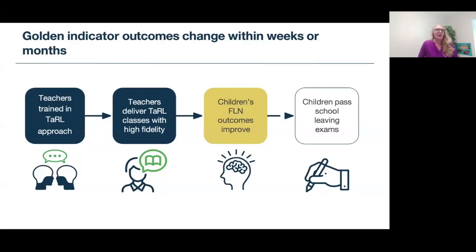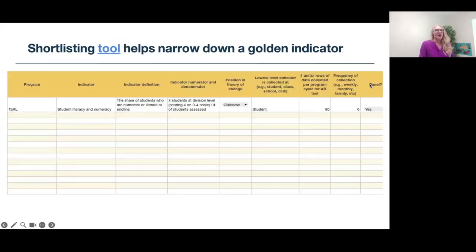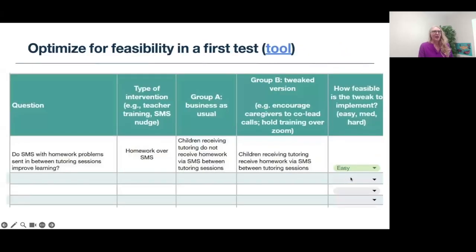You don't want the indicator to be too far left in your theory of change that it's not useful for decision making, but it also shouldn't be too far right that it takes too long to materialize, right? So golden indicators are basically in this sweet spot to be helpful for decision making, and they can change quickly. We have a tool or template that helps you narrow down your golden indicator. You can list all of the indicators that you collect data on and figure out which might be the best fit for a golden indicator. And then when doing your first test, we have a couple of tools or templates to help you think about your first test.